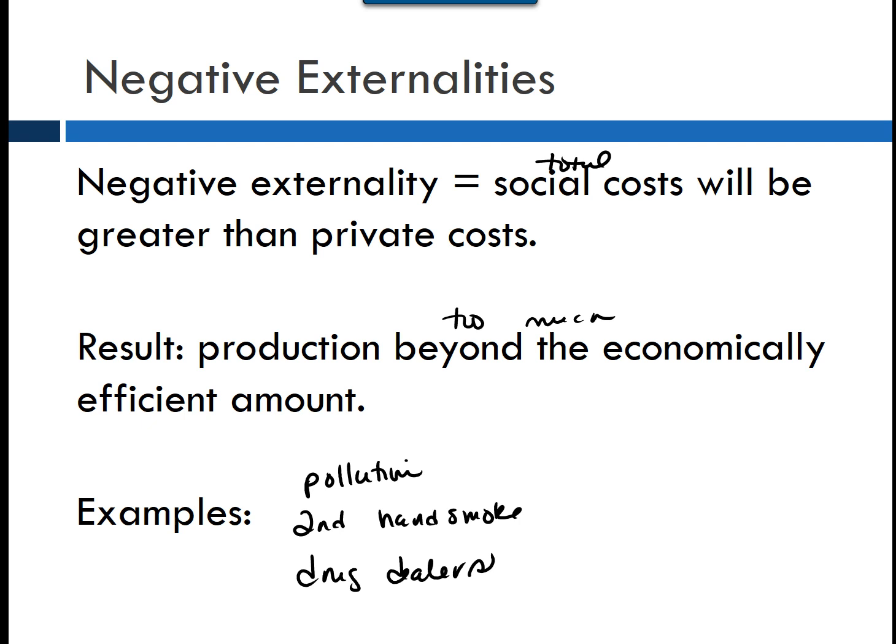So that's a horrible cost to everybody in the neighborhood because now nobody feels safe. And we weren't either the buyer or the seller in that transaction, but everybody around was affected by that. So that's a negative externality.